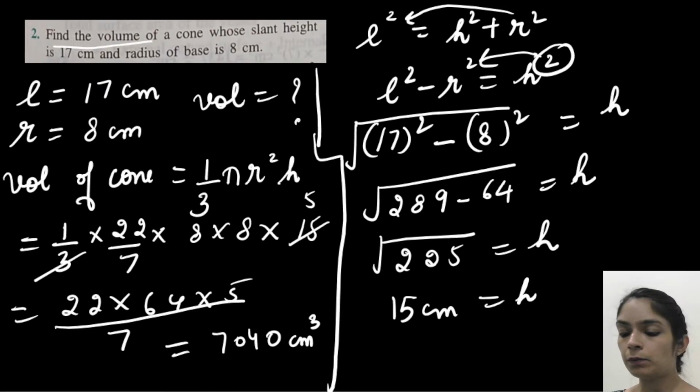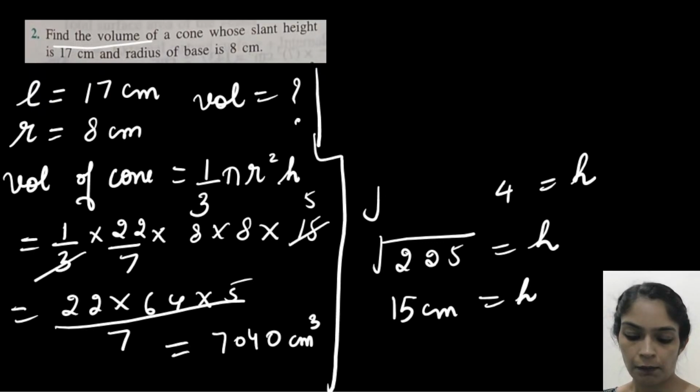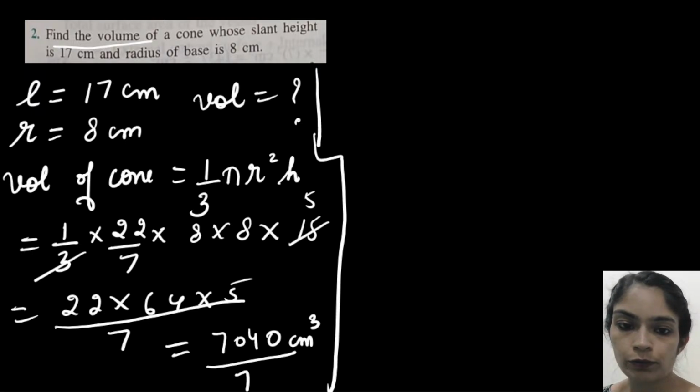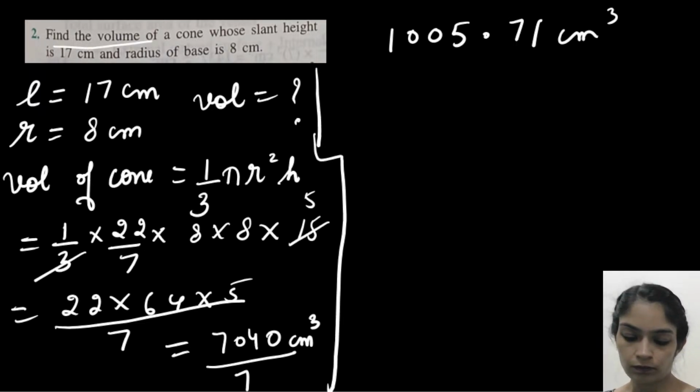Keep on checking the answers in the back of the book also. 7040 by 7. See, please, Yatin is telling again and again we have to divide this number by 7. Okay, so dividing by 7 also we have to do. So if you divide it by 7, the final answer is 1005.71 centimeter cube. Yes, so this is the correct answer.